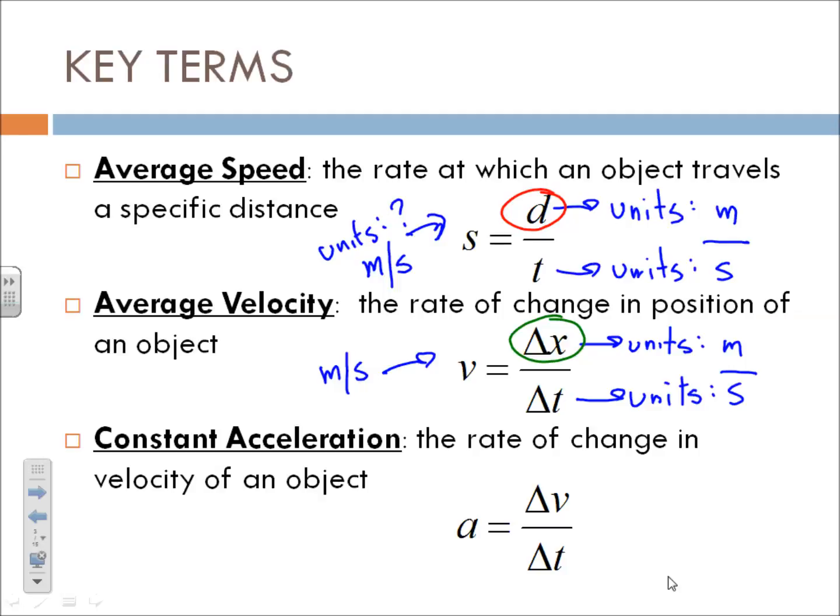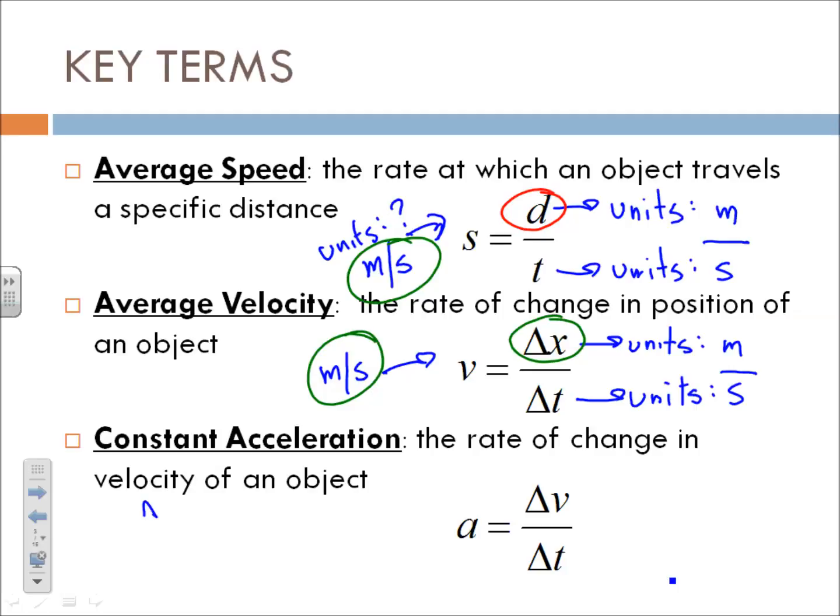Now, acceleration is a different animal entirely. These two guys up here, all right, they have the same units. So they're very, very close to being the exact same thing. The only difference is the distance versus displacement thing. But acceleration is a different story entirely. Here, we're talking about changing our velocity, all right? So here, if we change our velocity, that means we are going to have a different value for our velocity. So how do you do that?